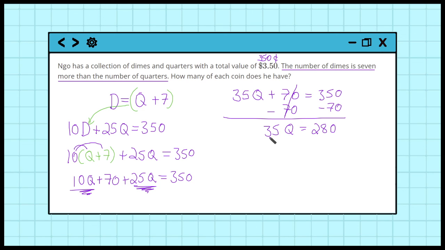Now to get Q by itself, I'll divide by 35 on both sides. This gives me that Q is equal to 8. So I have 8 quarters. Now going back here though, it said that I had 7 more dimes than I had quarters. So the number of dimes is going to be 8 plus 7, which is 15. And that's how I know how many of each coin he has.